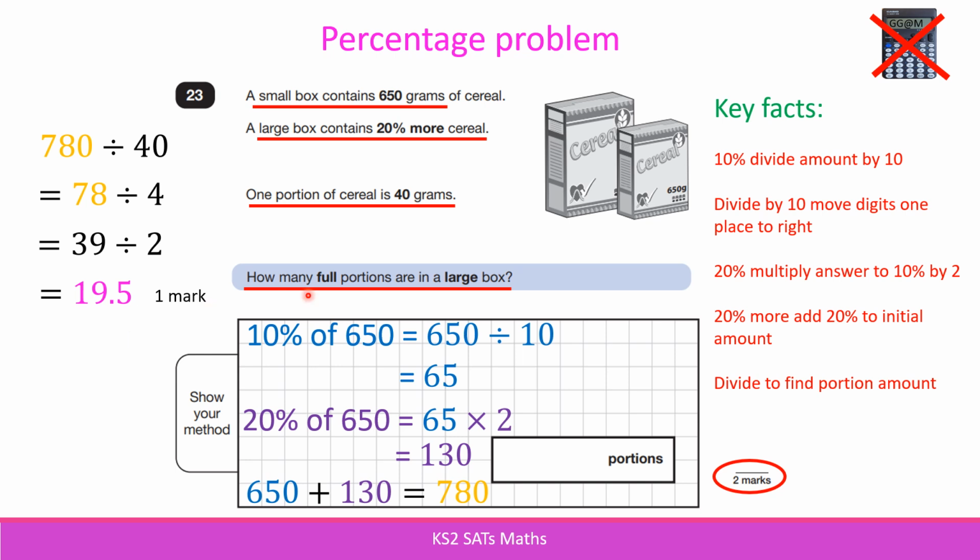Now it wants to know how many full portions. This 0.5 doesn't quite take us to a full amount, so we have to round down. So we're just going to look at the 19. So we have got 19 portions to get the second mark. Give yourself a big tick if you got that correct. Well done.